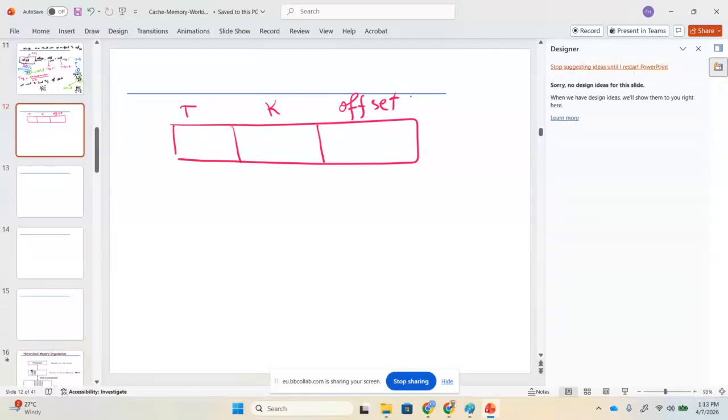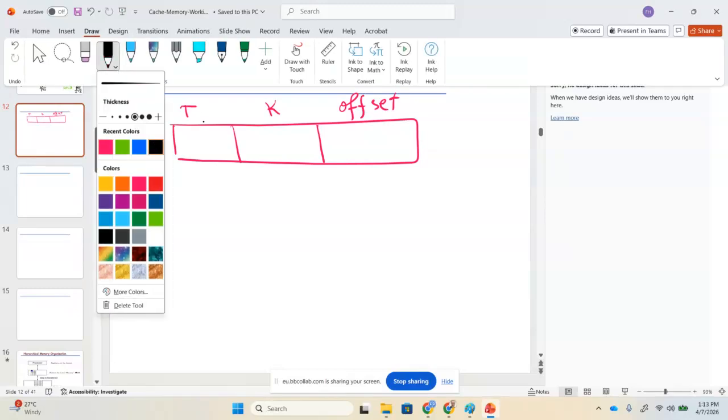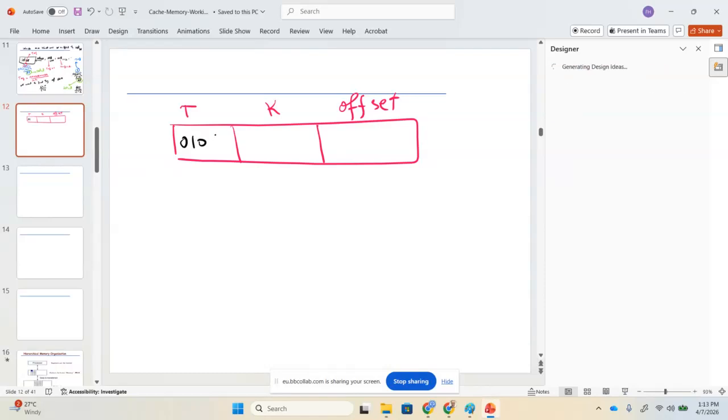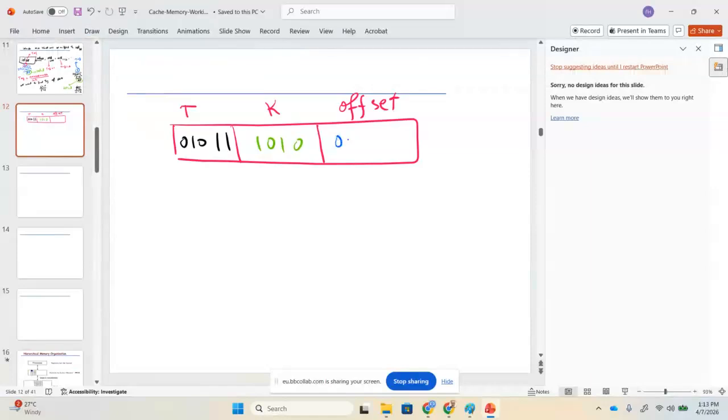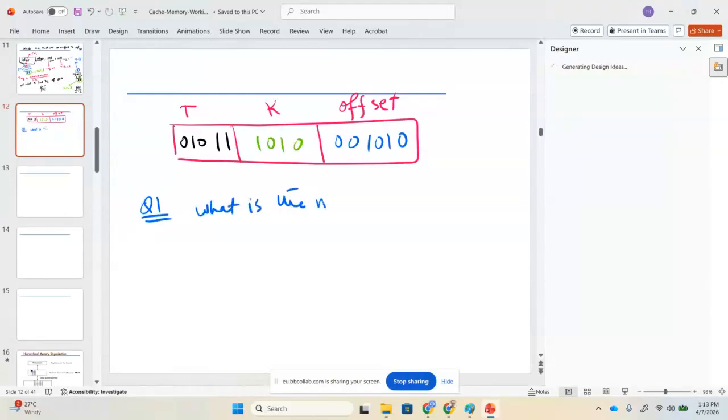Okay, let's assume. So there will be 2 questions. Anyone who answers this question in 10 seconds will get 1 bonus mark. So let's assume you have this number, and all these numbers are in binary. Question number 1. What is the main memory block number? Now your time starts from now.